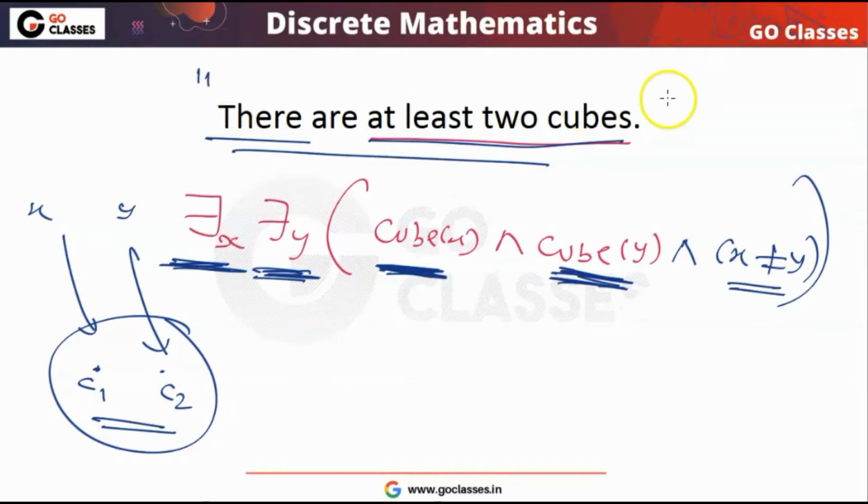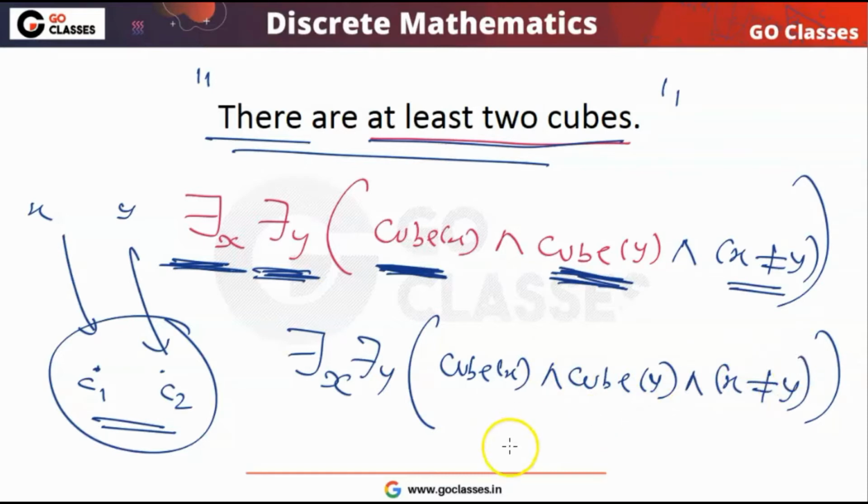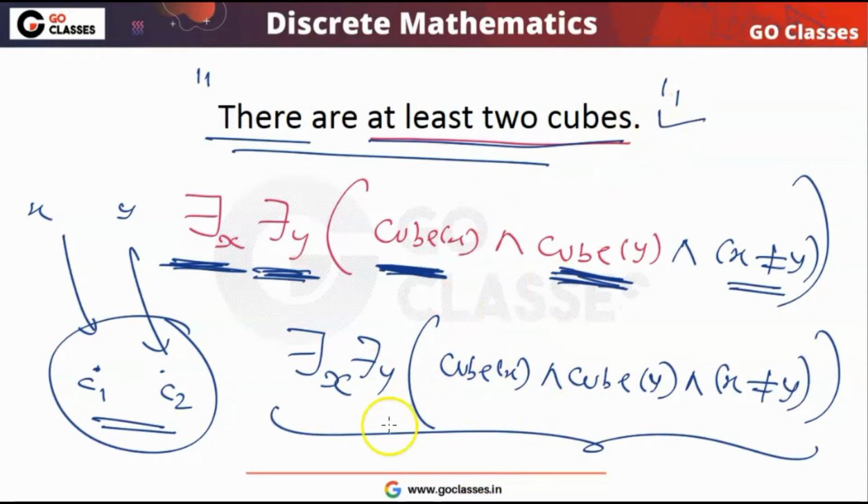So let me just write once again. There are at least 2 cubes means there exists x, there exists y such that x is also a cube and y is also a cube and x should not be equal to y. Both must be different. Both cubes must be different. So this is the formula. This is the first order logic expression for this statement.